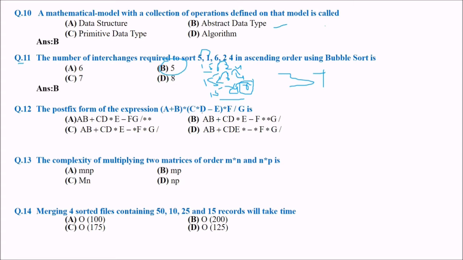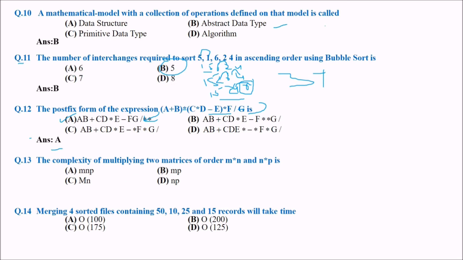Then the 12th: the postfix form of the expression a b star, where star is multiplication, c into d minus d into f by g. I would advise you to form a tree of this, and then take a post-order traversal, and you will find exactly what is required. The answer is this one, A. This is the postfix representation. For that you need to learn how to form the tree of this, which we call an expression tree, or rather you can just follow the precedence order. The answer would be A.